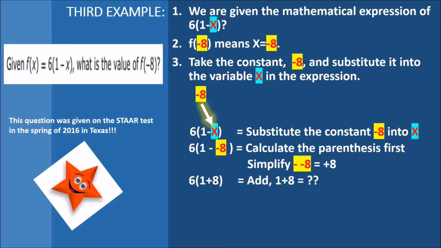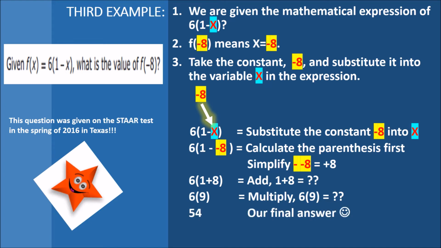So next, here's what we have. Now instead of negative 8, that's a plus 8 because negative is positive. Again, we're going to do what's inside parentheses first. And so 1 plus 8 is 9. So now I've got 6 times 9. So think about it. What's 6 times 9? Right, it's 54. So this is our final answer.